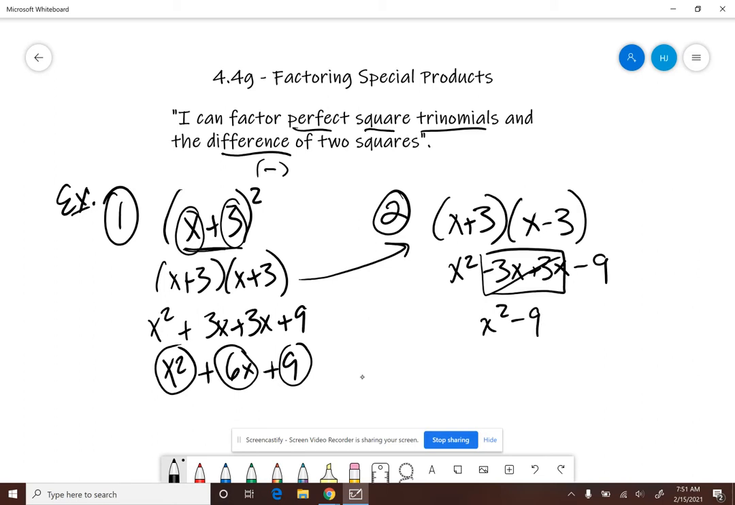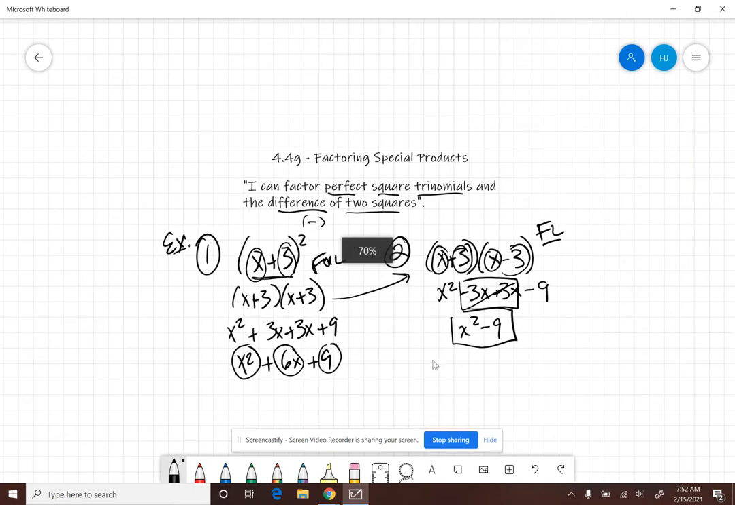And so we said when we have this particular situation here, we can just do FLA. We don't have to do full-blown FOIL like we do over here because I'm really just taking my first terms and multiplying them, and I'm taking my last terms and multiplying them, and it gives me this answer here. So this is a difference of two squares. Over here, this is a perfect square trinomial. So what ends up happening when you start to factor is you start to recognize and you start to see these particular situations.